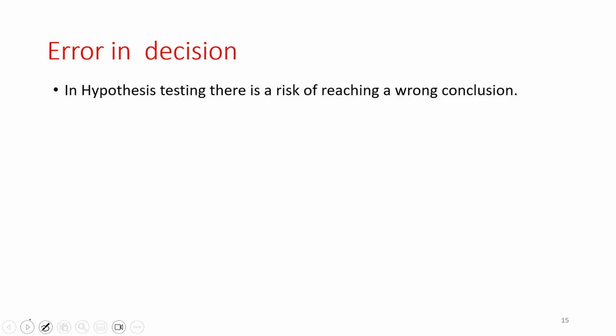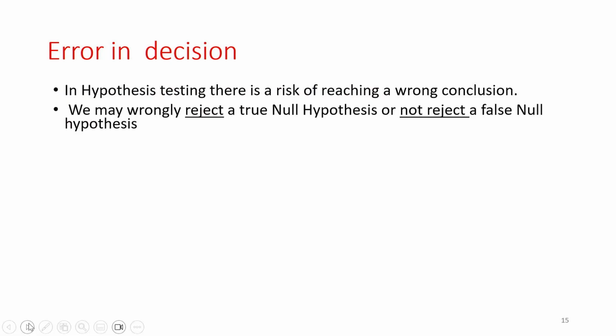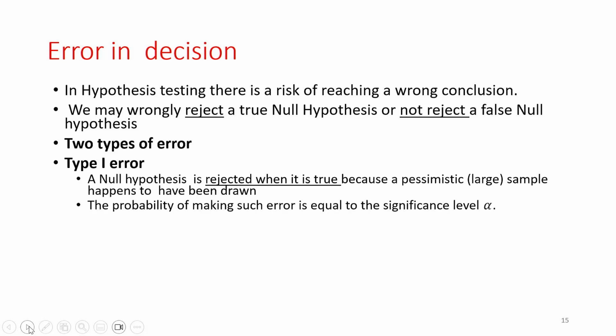And error in decisions. In hypothesis testing, there is a risk of reaching wrong conclusions. We may wrongly reject a true null hypothesis or not reject a false null hypothesis. So two types of error could be there. We call them type 1 error and type 2 error.